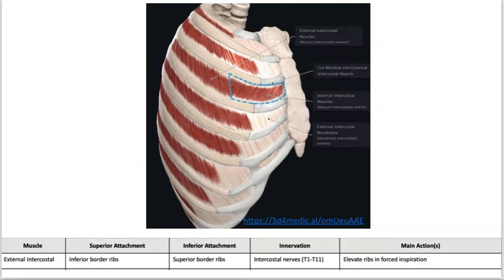The external intercostal muscle. Superior attachment is to the inferior border of the rib. Inferior attachment is the superior border of the ribs. Innervation is by the intercostal nerve and it elevates ribs in forced inspiration.